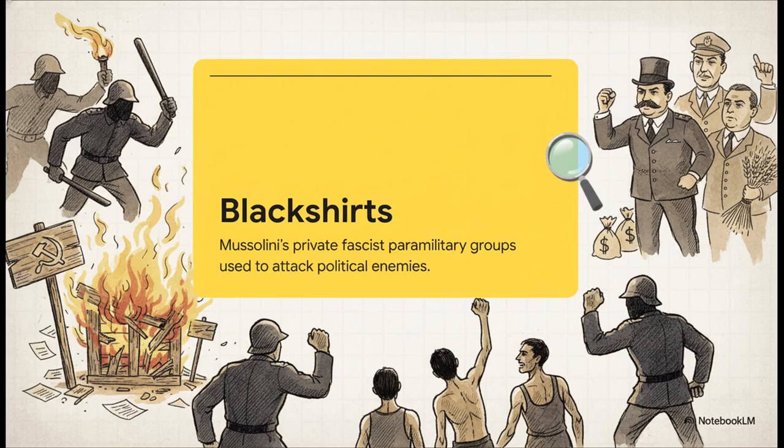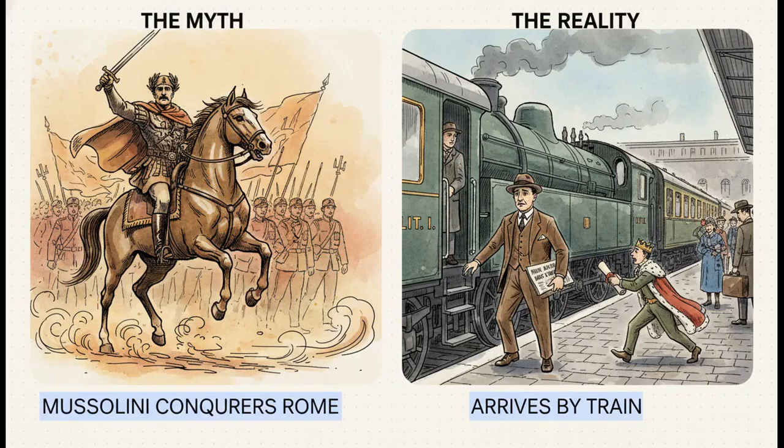But here is the craziest part. Instead of throwing these bullies in jail, wealthy businessmen and even the police actually cheered them on. They were so terrified of a communist takeover that they just wanted the strikes to stop, no matter what it cost.